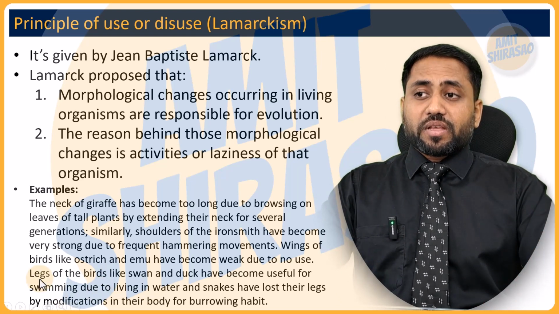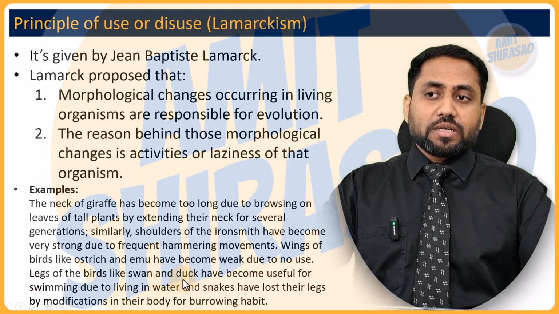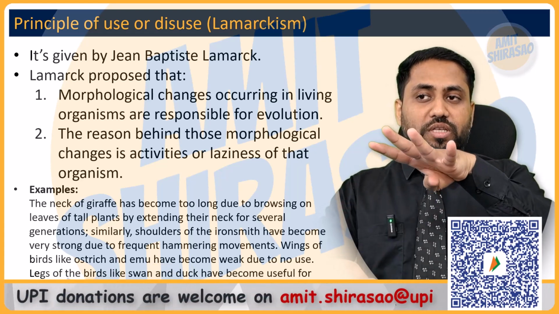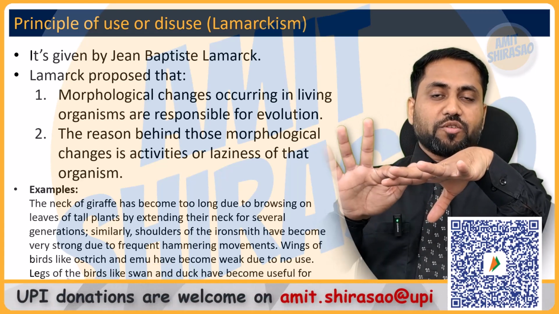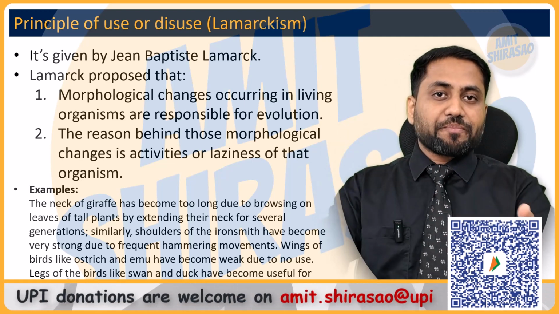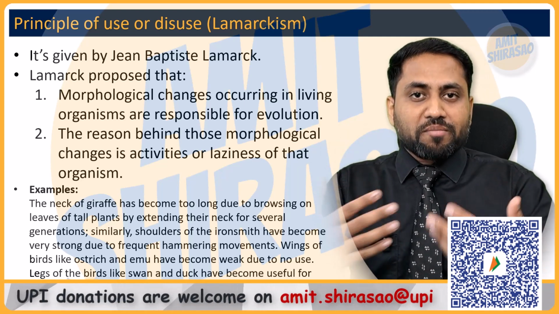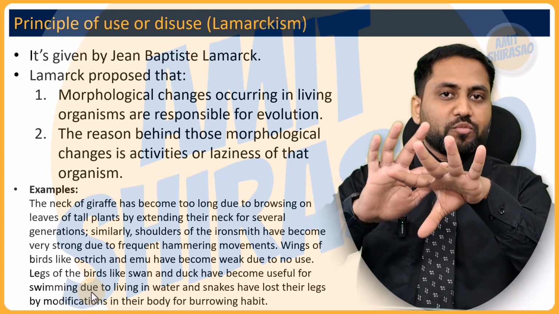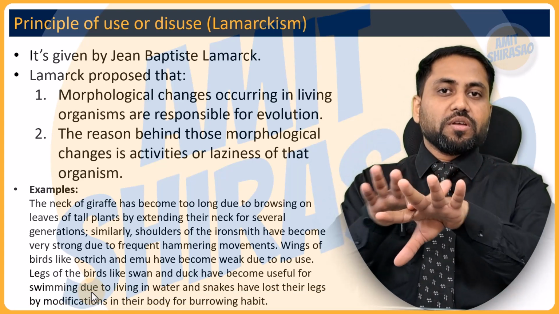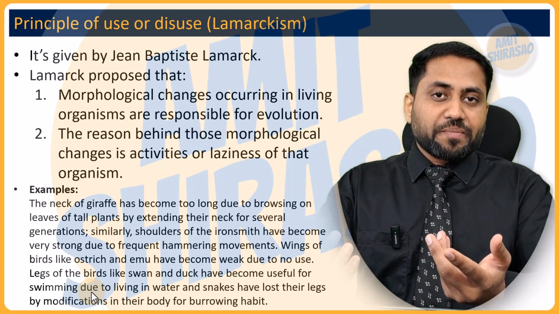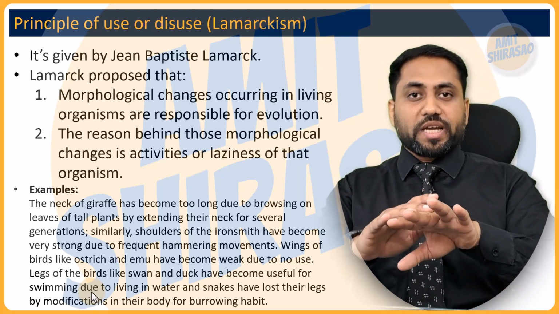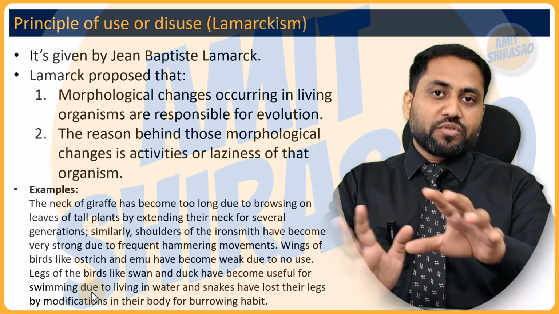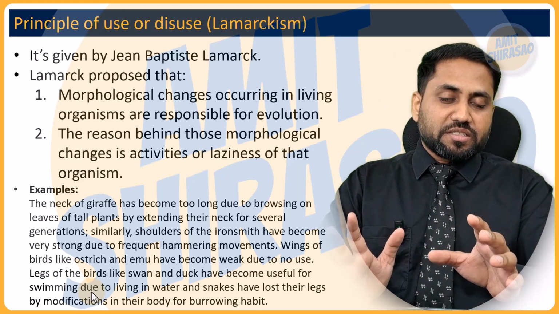Then legs of the birds like swans and ducks have become useful for swimming because they have webs. So their legs have developed webs so that they could swim. They swam so often that those having an abnormality, let us say there was a web, had a better chance of survival. So they had a better chance of reproduction also. So more and more of that kind of swans started existing.